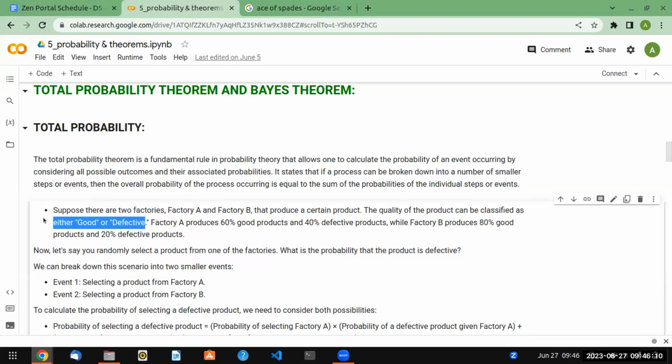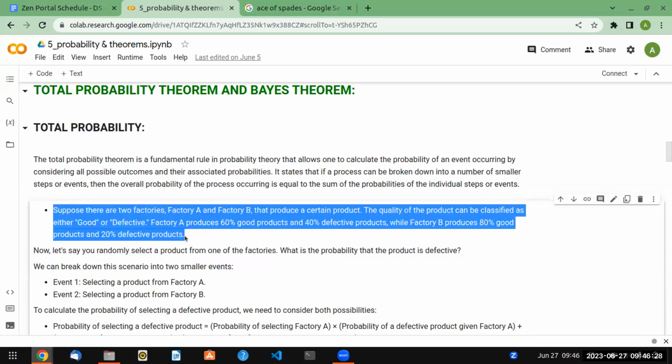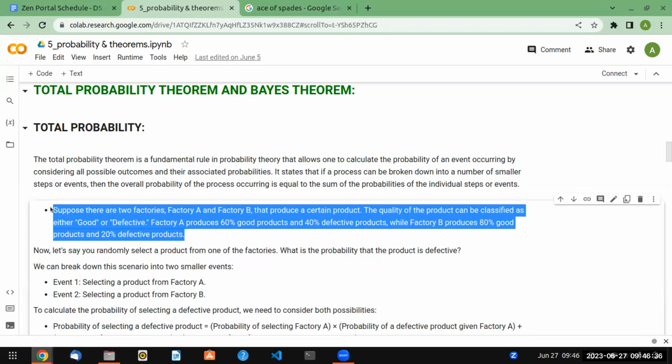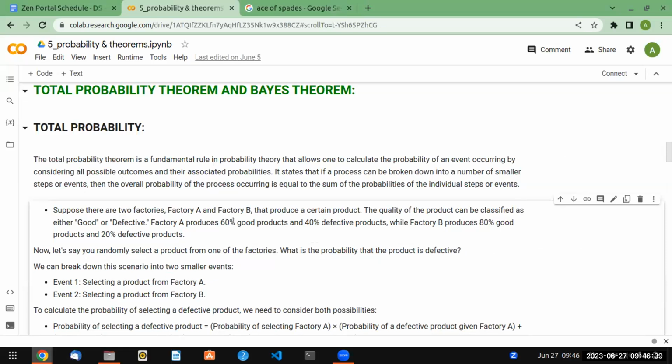So every factory produces good products and defective products. Factory A produces 60% good product and 40% defective product. And factory B produces 80% good product and 20% defective product. Now this is your given scenario with conditions. If I say percentage, what I'm indirectly saying? The probability of getting a good product from factory A is 0.6. The probability of getting a defective product from factory A is 0.4. Similar case here also: this is 0.8, this is 0.2. Making sense? This question understood?